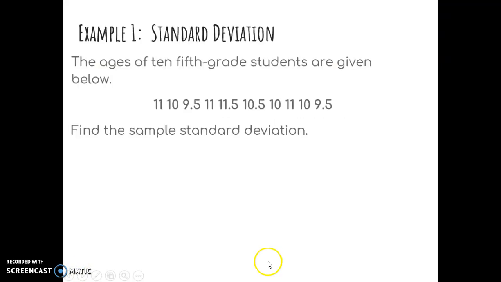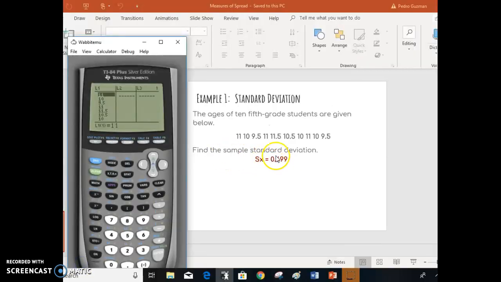Okay, so let's look at the next slide. Example 1, standard deviation. The ages of 10 fifth grade students are given below: 11, 10, 9.5, 11, 11.5, 10.5, 10, 11, 10, and 9.5. Find the sample standard deviation. Okay, so the answer we're going to get is 0.6999, or I'm sorry, 0.699.